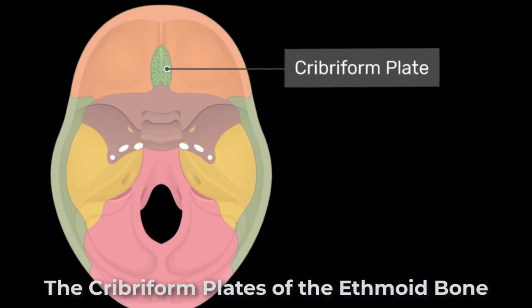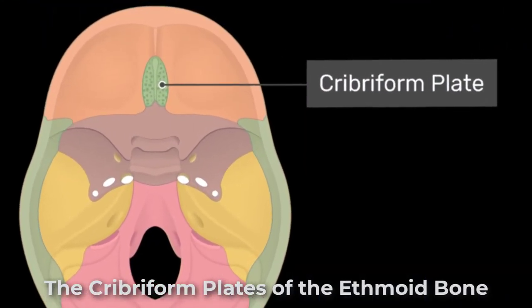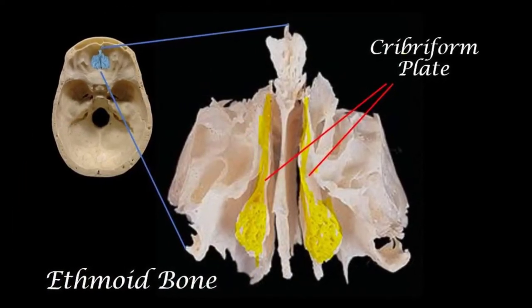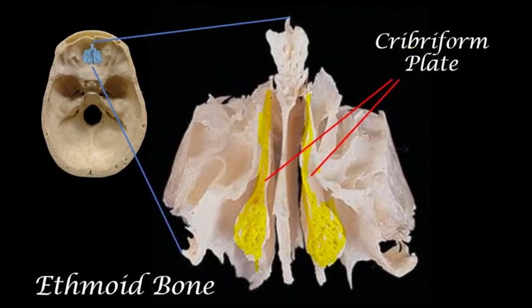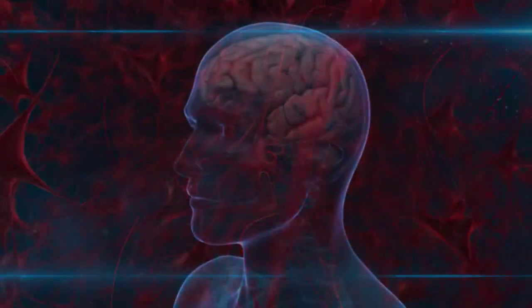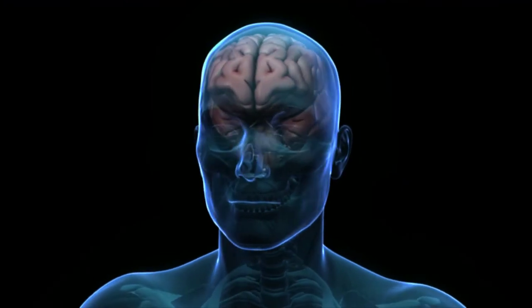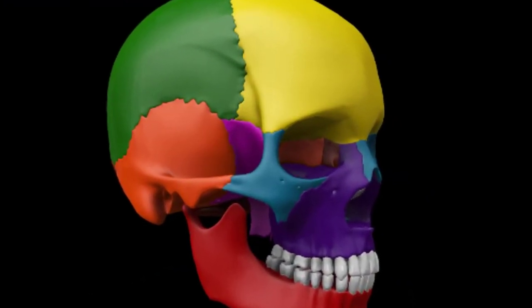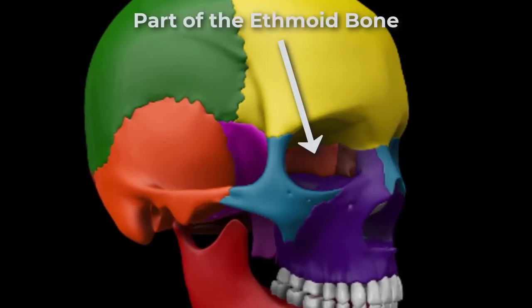To either side of the crista galli is the cribriform plate. The cribriform plate is a small flattened area with numerous small openings termed the olfactory foramina. Small nerve branches from the olfactory areas of the nasal cavity pass through these openings to enter the brain. The lateral portions of the ethmoid bone form the lateral nasal cavity wall and a portion of the medial orbit wall.